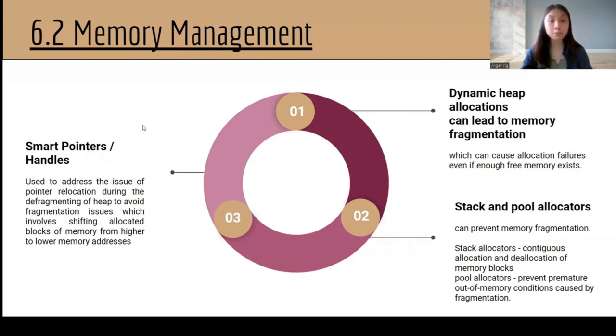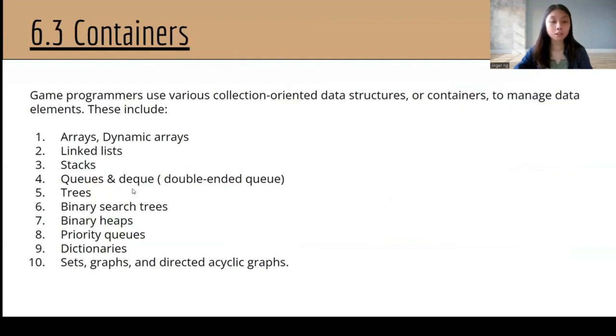And next, smart pointers or handles can be used to address the issue of pointer relocation during the defragmentation of the heap. There are various collection-oriented data structures or containers that help to manage the data elements. This includes the array, dynamic array, linked lists, stack, queues and trees, heaps, dictionaries, sets, and graphs.